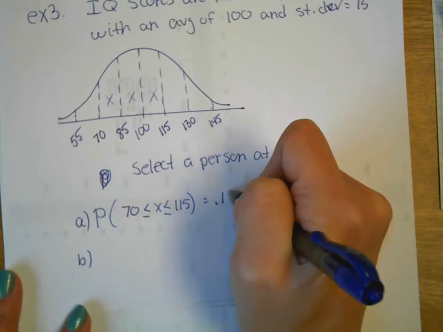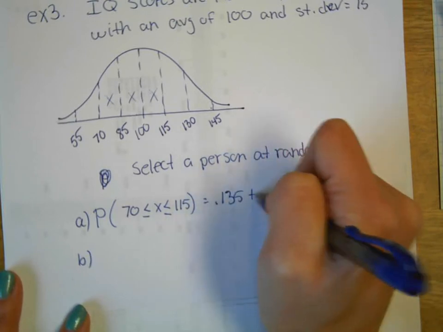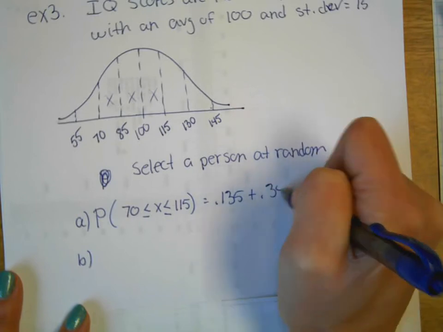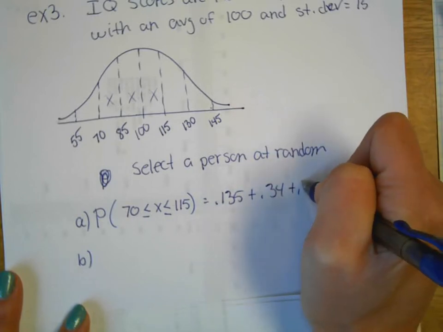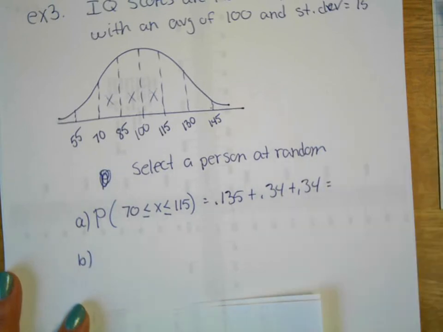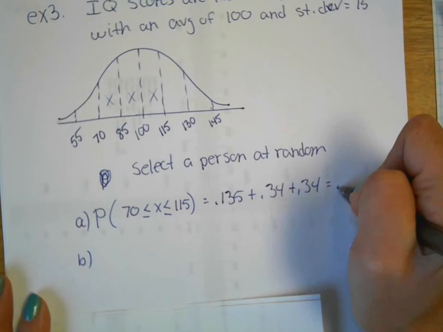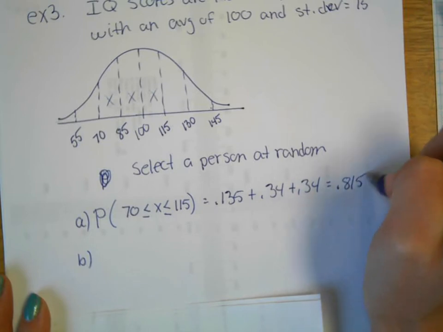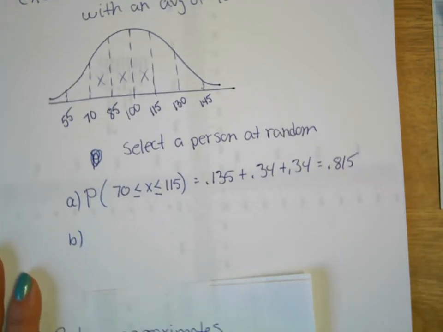So 0.135 plus 0.34 plus 0.34. If you want to do 68 plus the 0.135, whatever it takes. You're just adding chunks of your graph together. What does that come out to? 81.5, so 0.815. Yes.